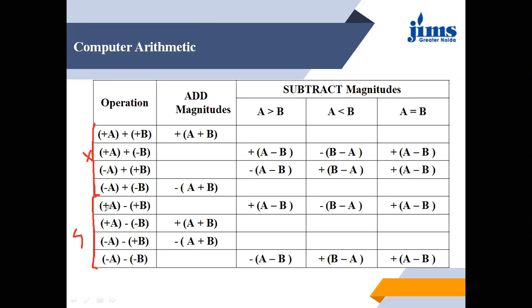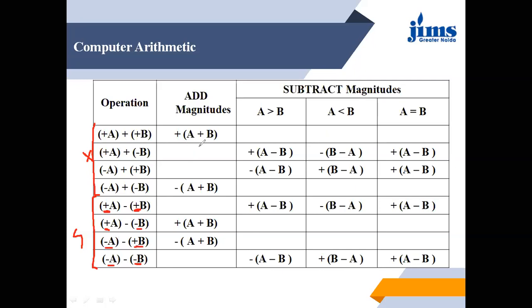When we have to perform the subtraction, the sign of both the numbers can be the same. As you can see over here, this is plus A, this is also plus A, this is minus A, and this is also minus A. The sign of both the numbers can be different, as it is plus A with minus B, and over here minus A with plus B.